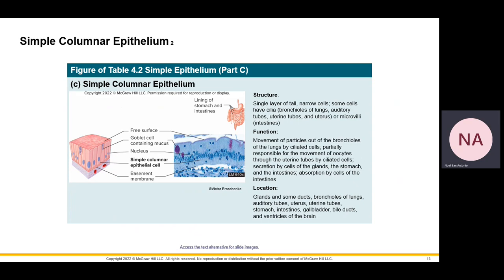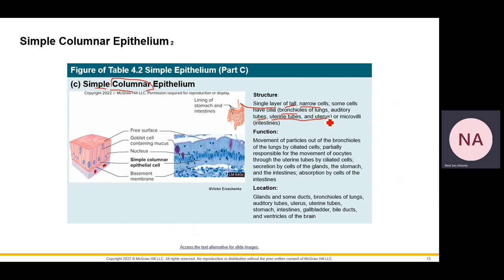Now, the third classification under simple epithelium is simple columnar epithelium. When you say simple columnar epithelium, single layer pa rin, simple eh. But this time, tall and narrow cells. Hence, they are classified as columnar because they are like columns. Patayo eh. And they are found in the bronchioles of the lungs, in our auditory tubes, in the uterine tubes of the females, and in the uterus.